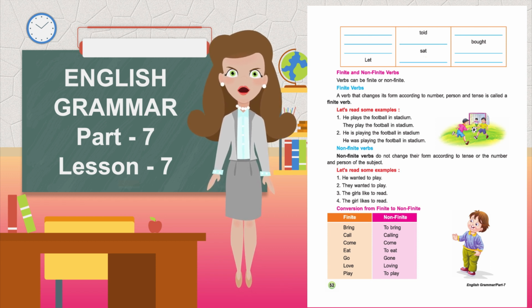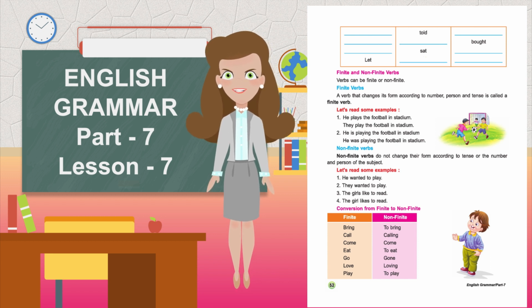Let's read some examples. He plays the football in a stadium. They play the football in a stadium. He is playing the football in a stadium. He was playing the football in a stadium. Non-finite verbs. Non-finite verbs do not change their form according to tense or the number and person of the subject.